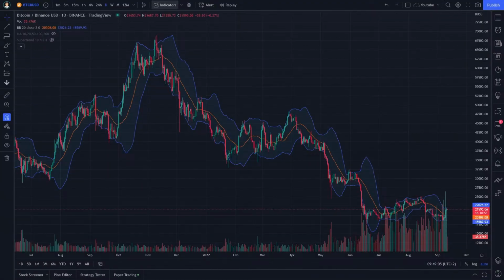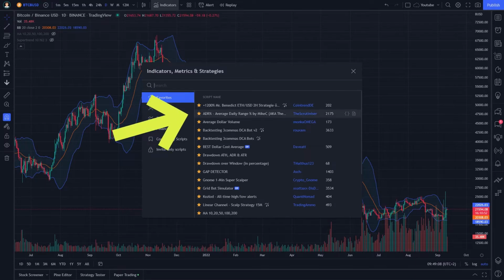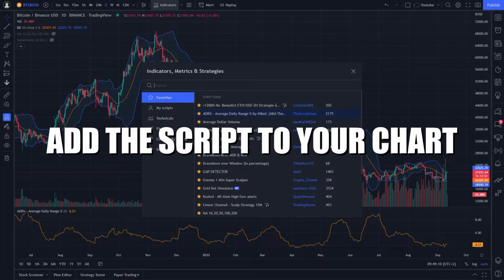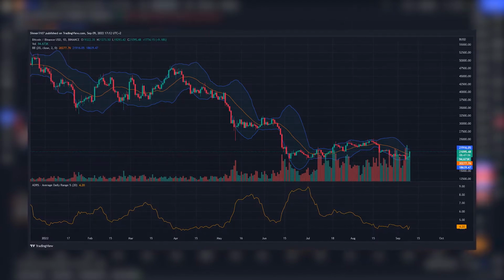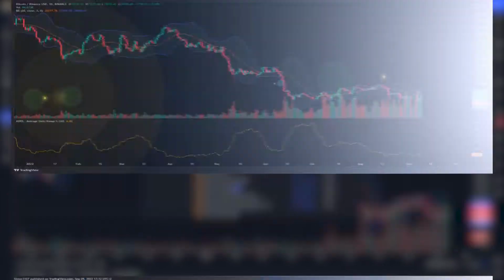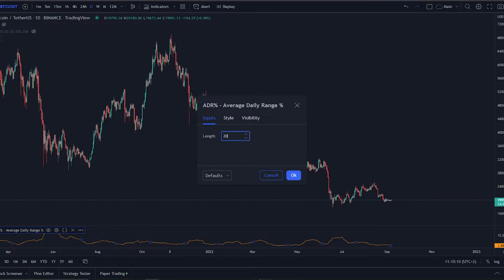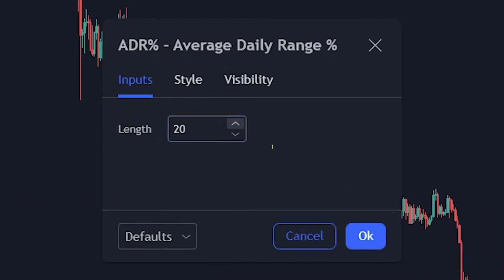Once you've added the script to your favorites, open your favorite chart of Bitcoin and then add the script to your chart. The average daily range will now show up and tell you exactly how much an asset is most likely going to move. Average daily range is measured over the past 20 candles by default, but you can change it in the settings of the script.